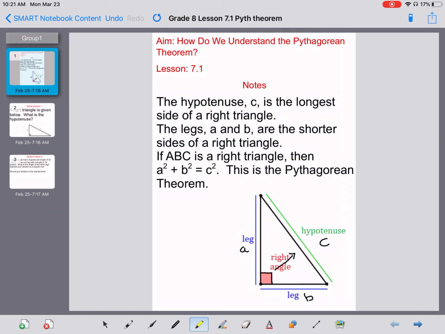So if you have a right triangle, A squared plus B squared will always equal C squared. Again, the A and the B could be either leg, but the C has to be the hypotenuse every single time.